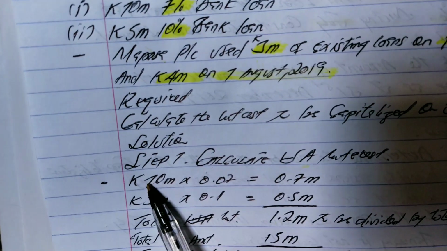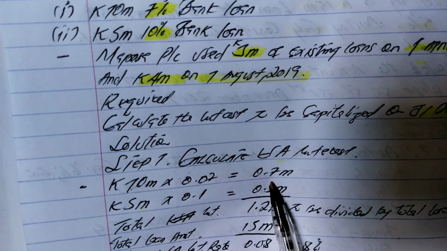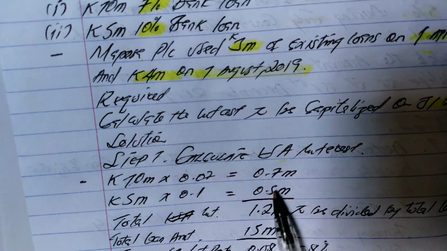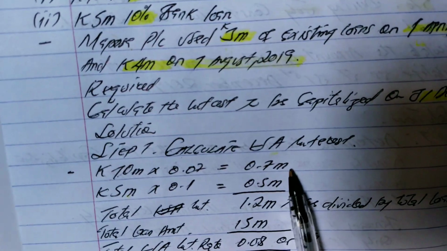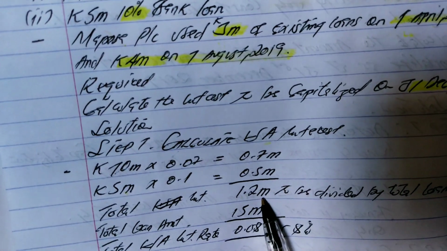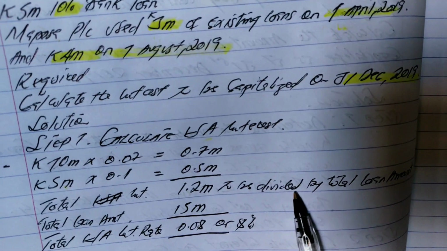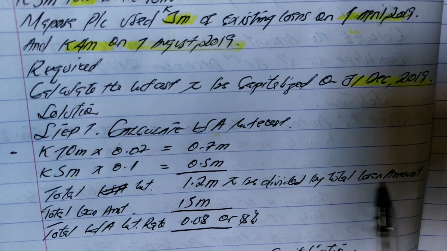We have 10 million at 7%. Boom, we have got 0.7 million. 5 million loan at 10%, we've got 0.5 million. So what is the total interest? This plus this, we get 1.2 million. Now look, I put a note there to be divided by total loan amount.